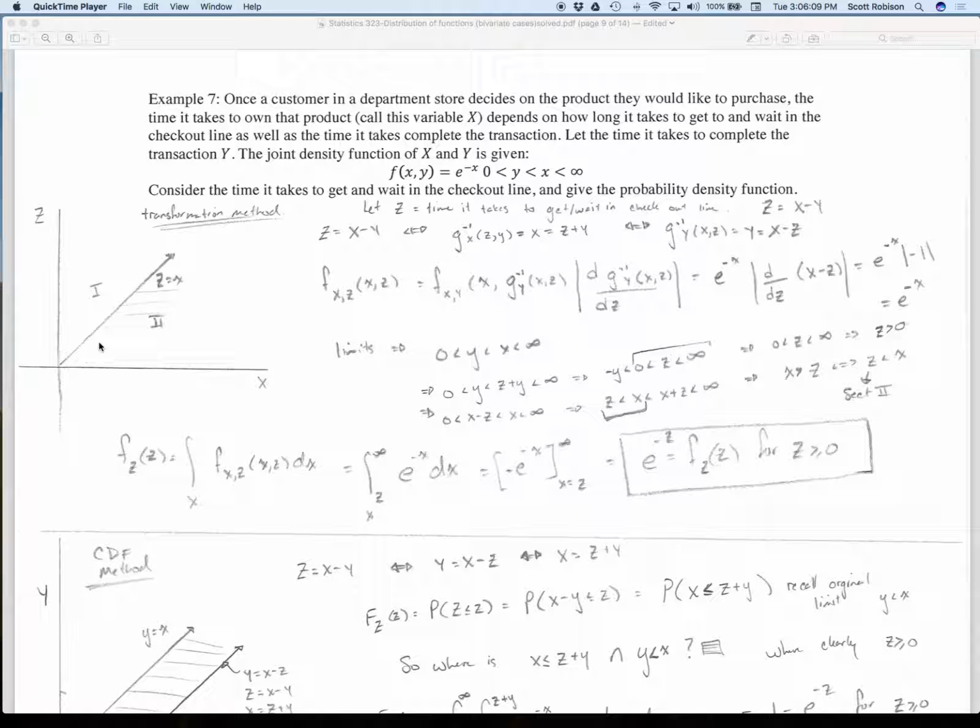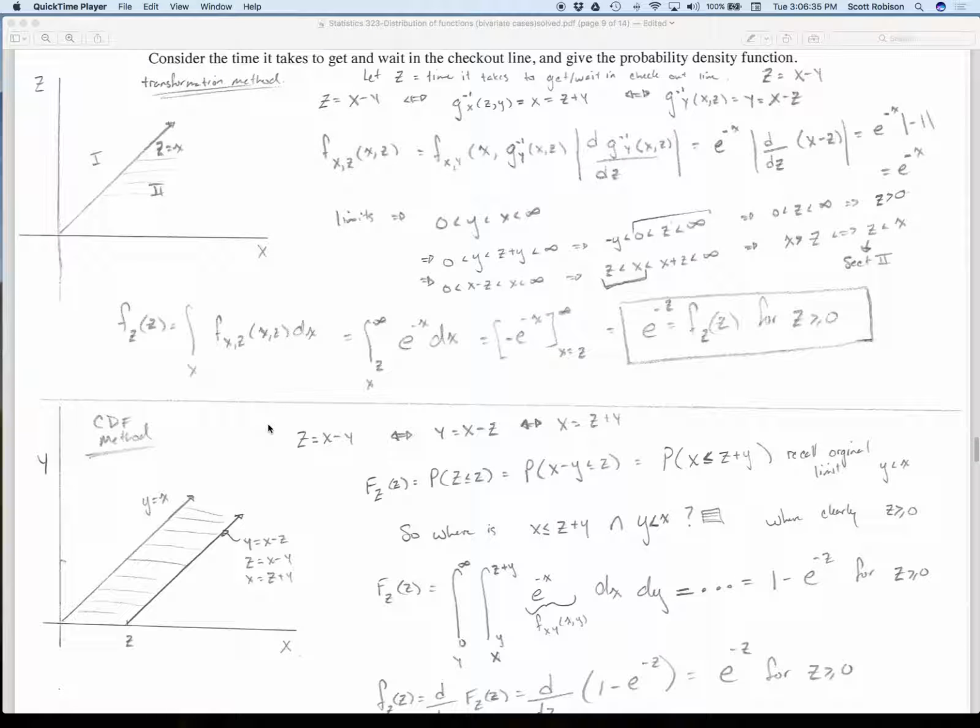From this picture, we see what we're really interested in is integrating from this point here, from z all the way to infinity. So from z to infinity of that joint distribution, we take the integral and we can find that it is actually e to the -z. So here the marginal distribution of z ends up being f of z equals e to the -z, where z, of course, is anything positive. So that's the transformation method.